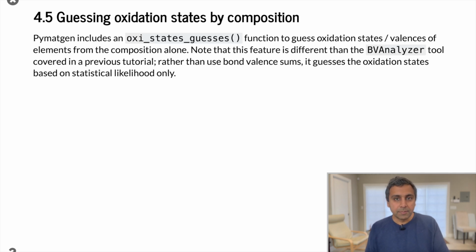All right, so a fifth composition tool is to guess the oxidation states of a composition. And this does basically a statistical analysis to try and figure out what's the most likely oxidation states in a composition. And this is different than the bond valence analyzer tool that we demoed in part 4, because that one used the crystal structure to estimate the oxidation states. This one is just making guesses based on the composition.